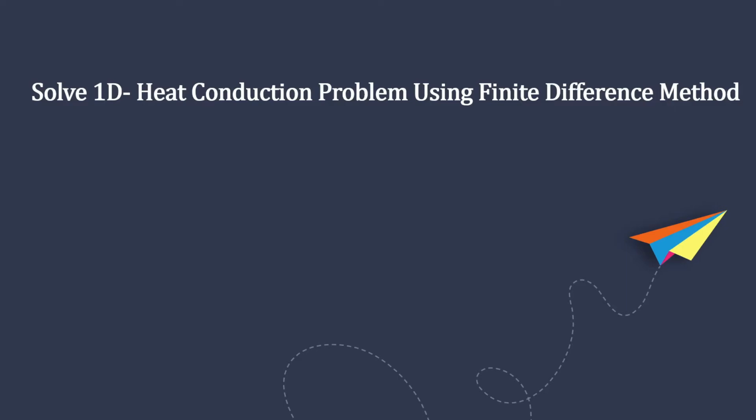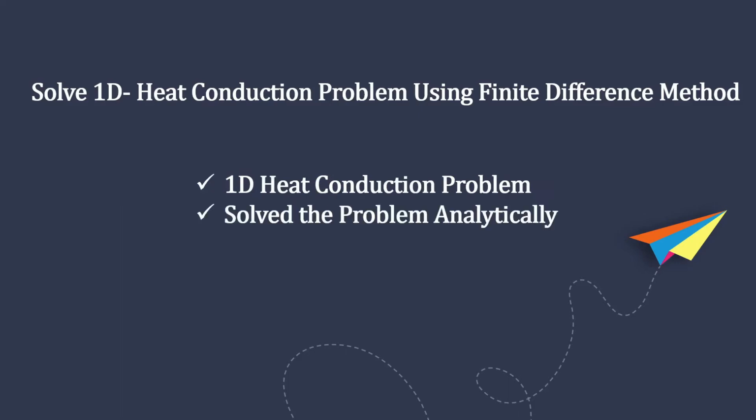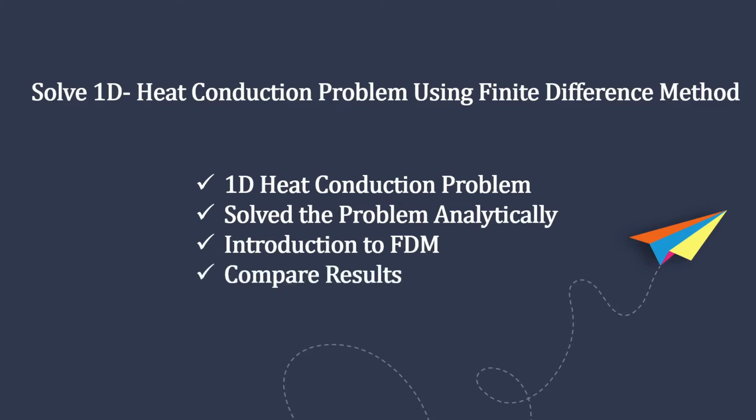In this video, we are going to discuss one-dimensional heat conduction problem using finite difference method. Our objectives are to present a simple one-dimensional heat conduction problem, solve the problem analytically, provide a brief introduction to finite difference method, solve the problem using finite difference method, compare the result, vary the grid spacing, and obtain the solution for the finite difference method.